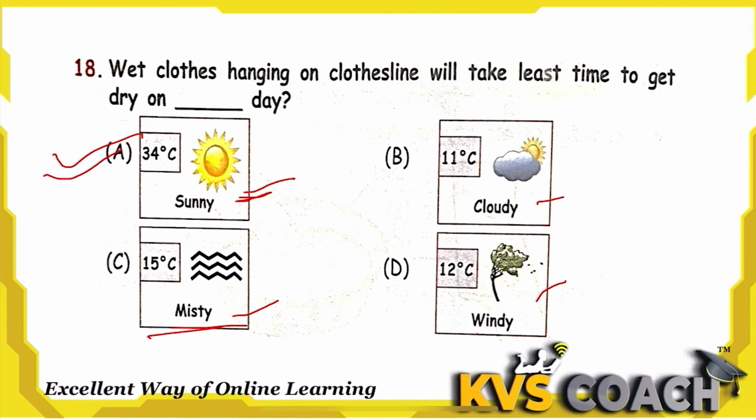On a windy day, the temperature is 12 degrees Celsius only. It means the wind is having some water drops also, so the cloth cannot dry easily. But on a sunny day, the air is dry because at that temperature there is no water in the air. That's why the cloth can dry easily.